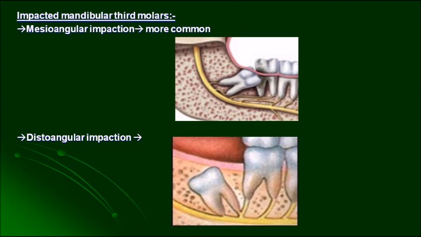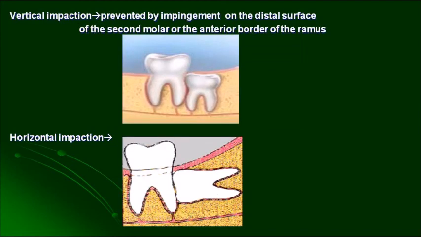Second one is distoangular impaction. Look into the configuration of the third molar, how it is lying in that alveolar bone. It is distoangularly located. Okay, so that is the difference. Coming on to the next two variants of impaction type, that is vertical impaction. So look into the picture, how does the third molar lie in that particular case compared to that of the second molar? It is vertically impacted, okay, in relation to second molar.